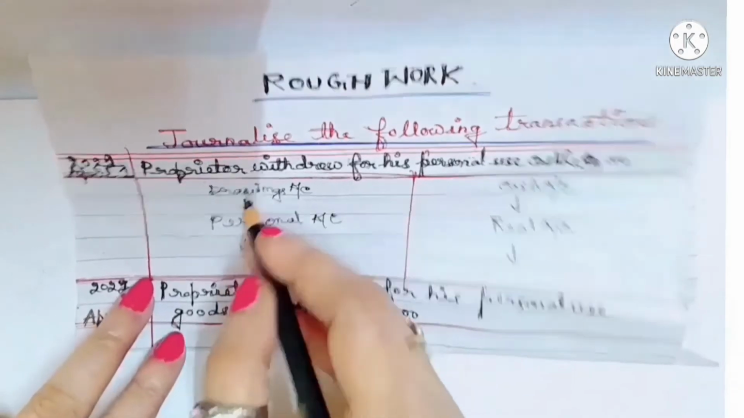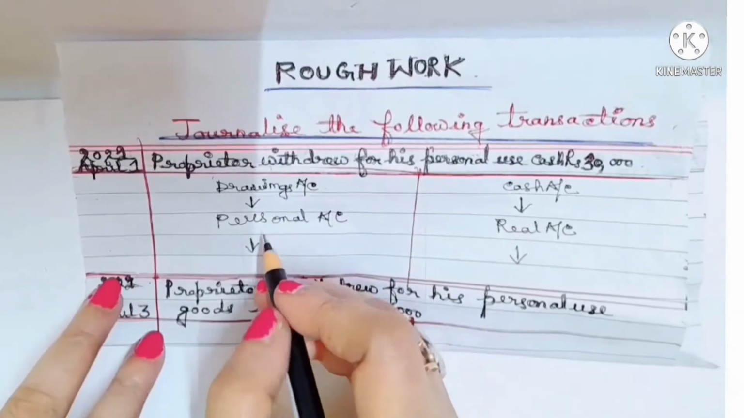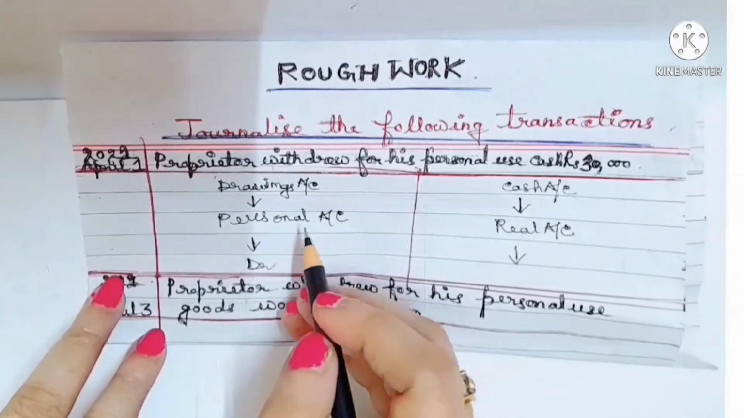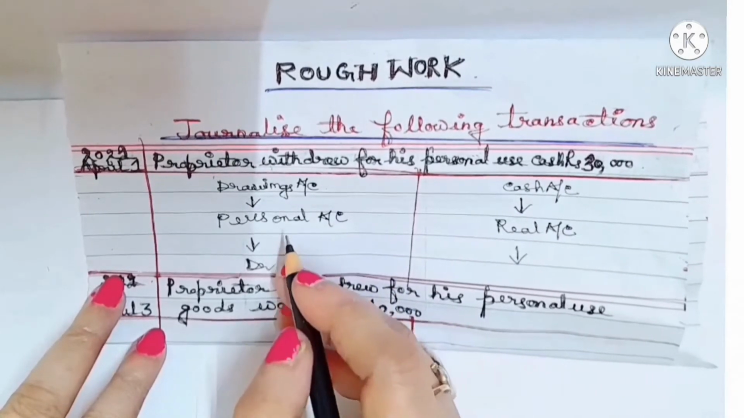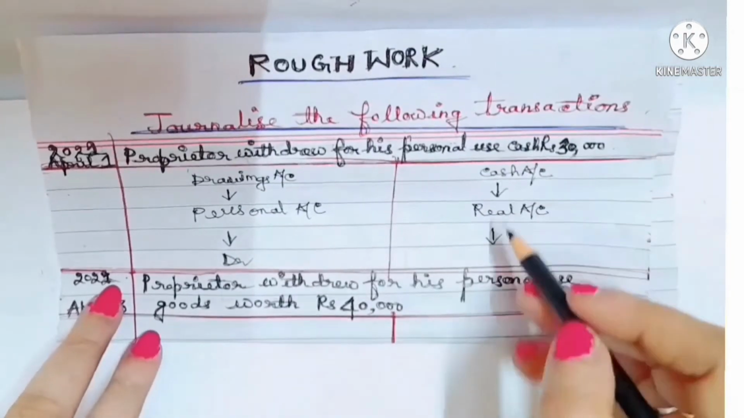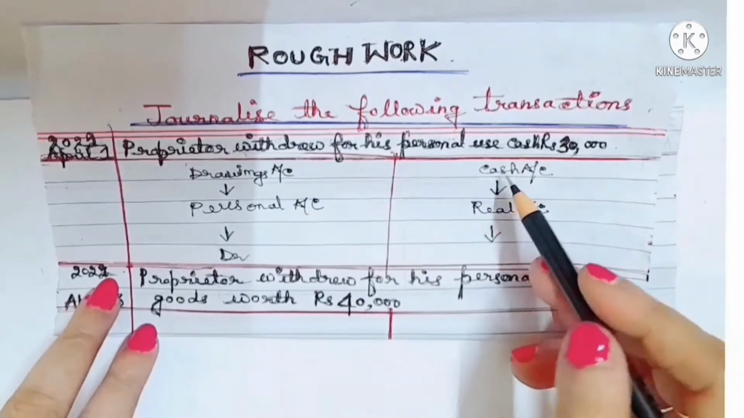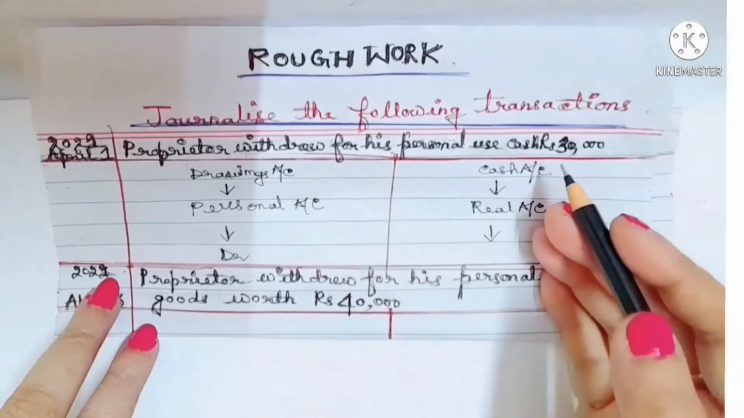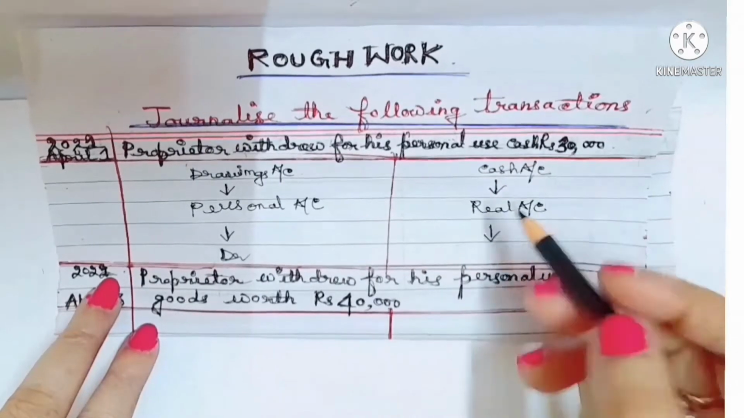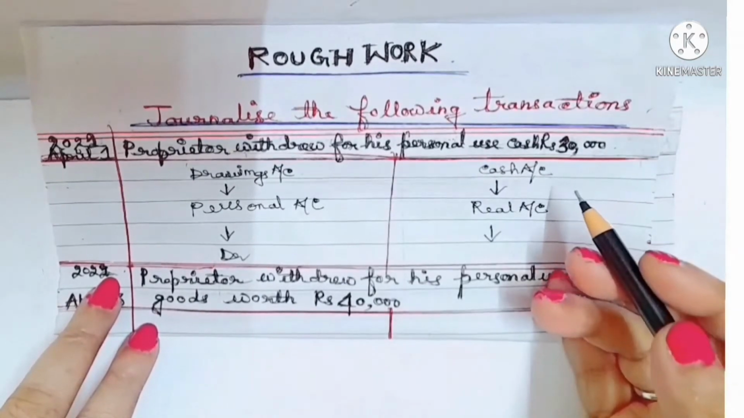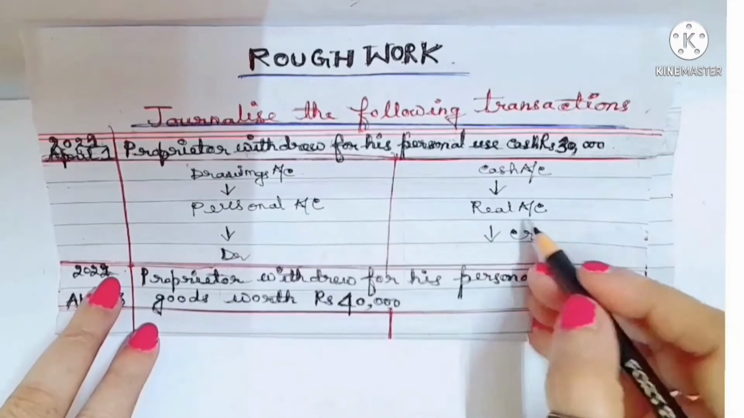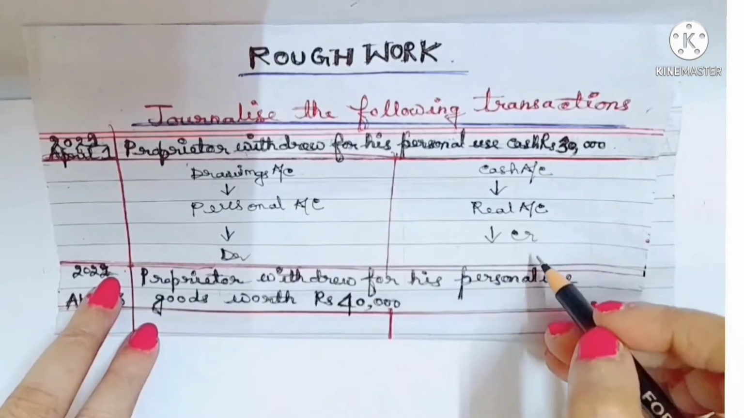According to the personal account, it should be debited. Why? When the proprietor withdraws cash for his personal use, he is the receiver of the benefit. So drawings should be debited. And cash always falls under real account. When he withdraws cash, cash goes out of the business, so cash should be credited, because according to real account, what goes out is credit.